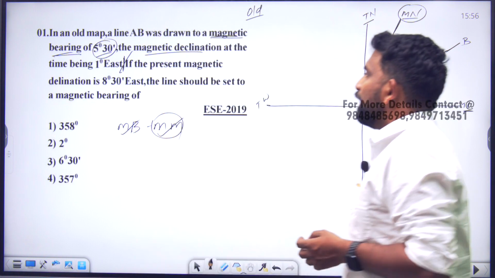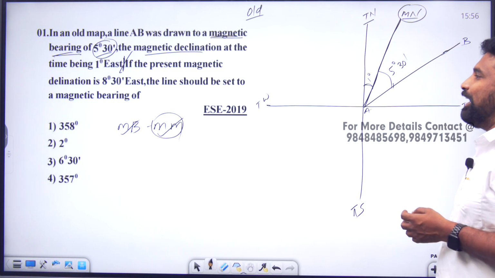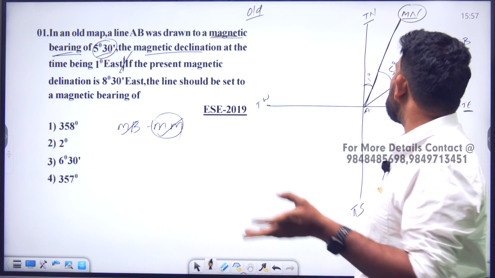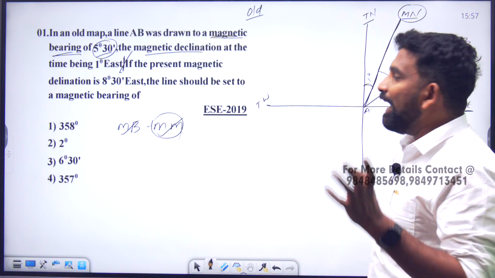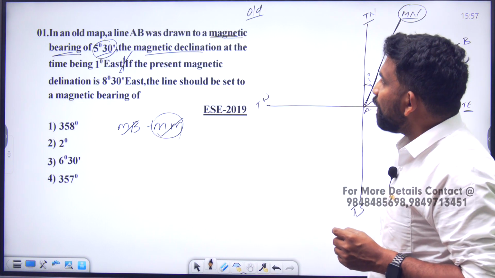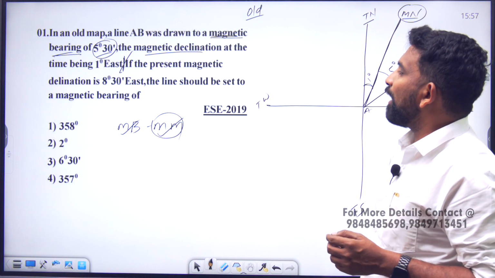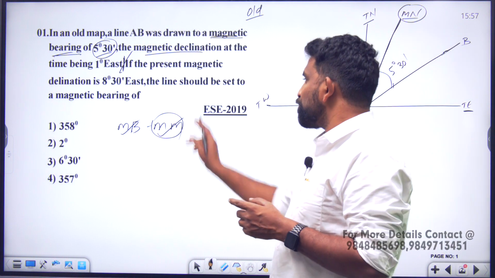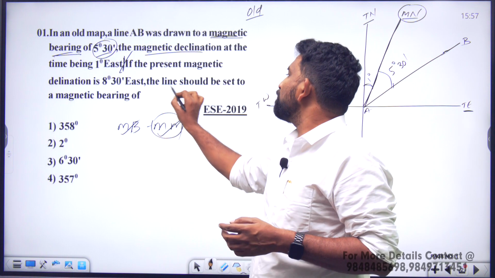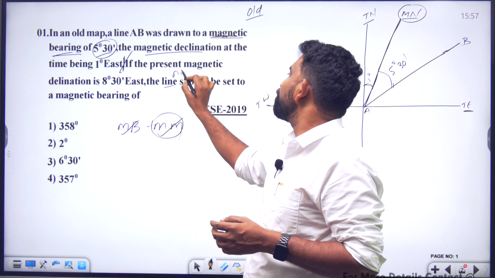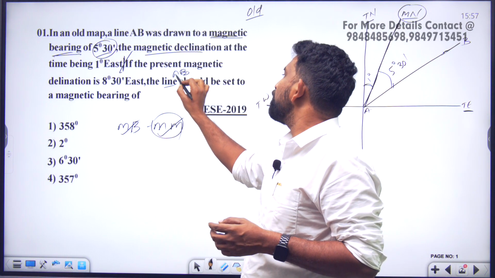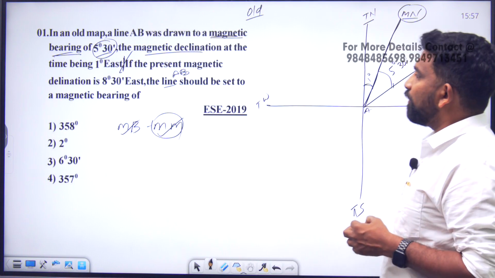Now what he says is: if the present magnetic declination is 8 degrees 30 minutes east, the line should be set to a magnetic bearing of dash. Here the line is nothing but line AB, because this is the only line that is given in the question.